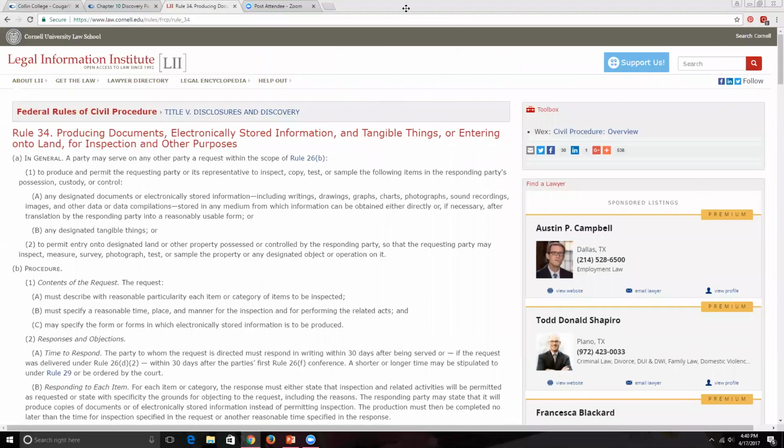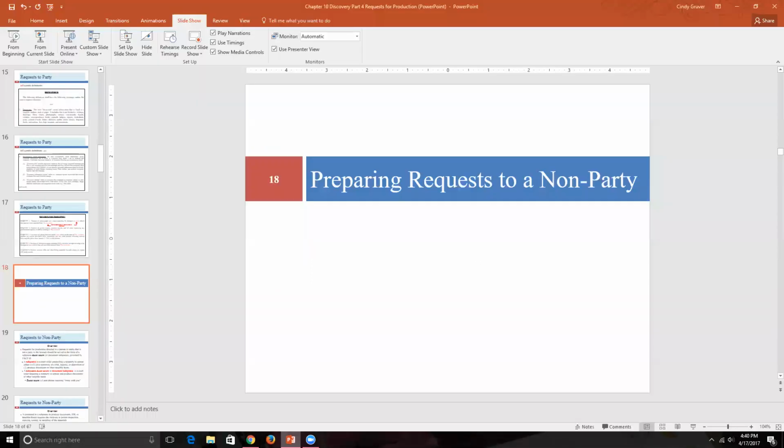And up here we have documents, tangible stuff, and permit entry, which is inspection. We aren't seeing ESI on the list for non-parties. And that makes sense because they're so expensive and so burdensome. Okay, so let's go back to our slides.